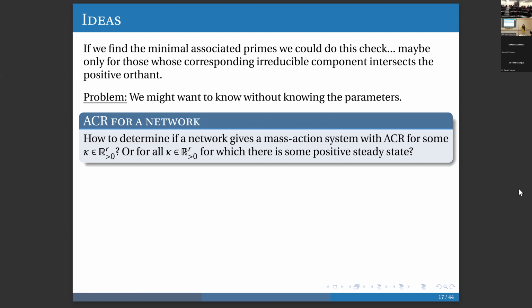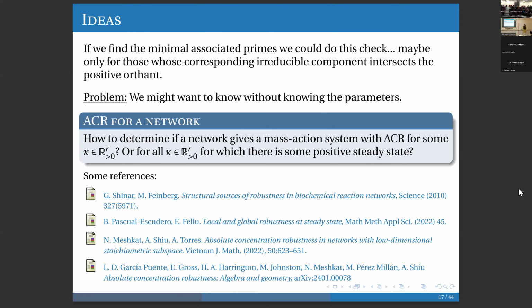There are many things to remove here. There's a lot of noise. And there are many works working in this direction. There is not a canonical way to approach this problem. In this first paper that I mentioned before, Shinar and Feinberg authored a criterion that looks at the connected components and at some of the complexes, and looks at the relation of the complexes in the connected components. And in some cases, they can determine ACR, and they do for some networks. For instance, for the one on the enzymes that I showed you before, they can determine ACR.